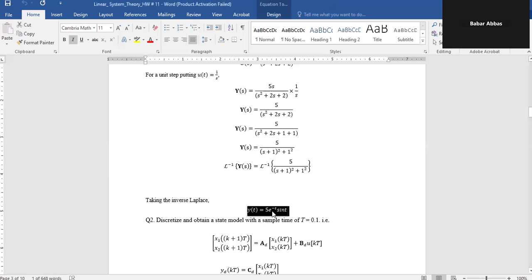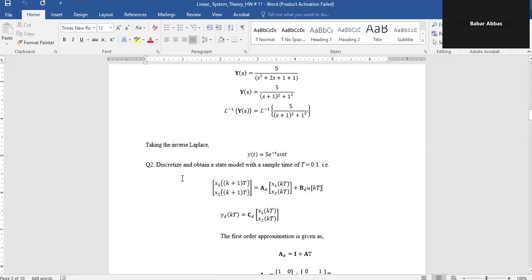The value of y(t) comes out to be 5 e to the power minus t times sine t. The frequency, s plus 1, so here this term is 1, so in sine omega t, omega is here 1, so that's why sine of t.